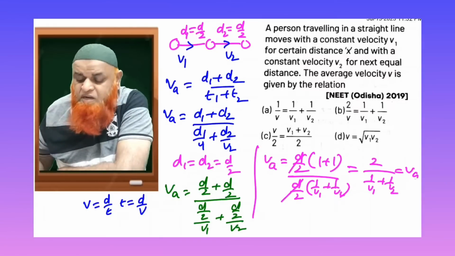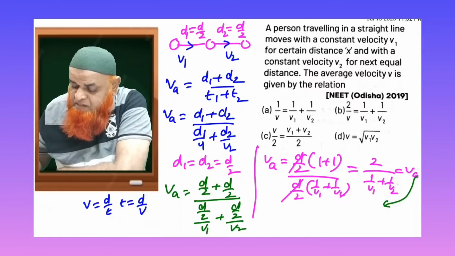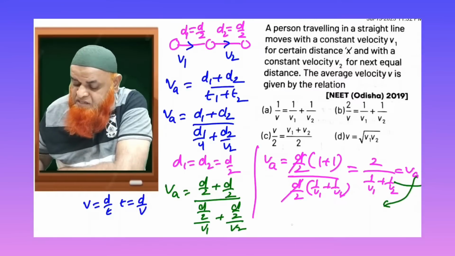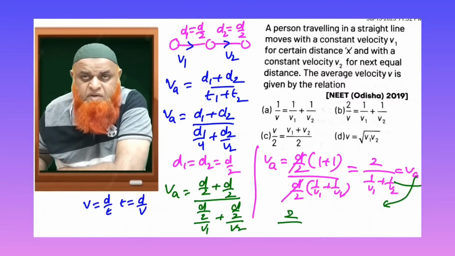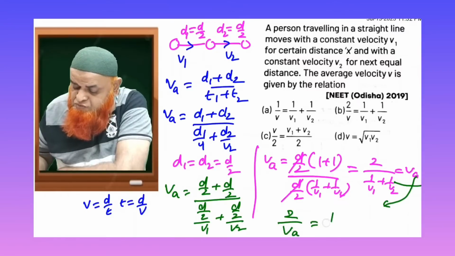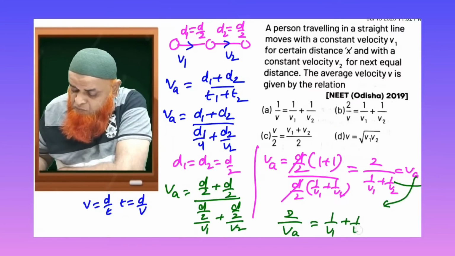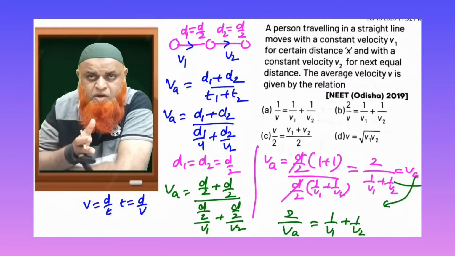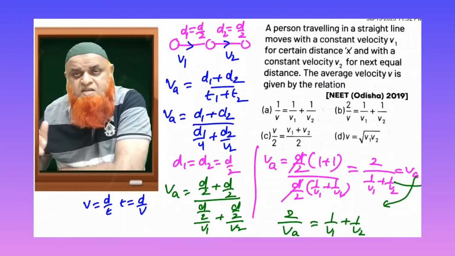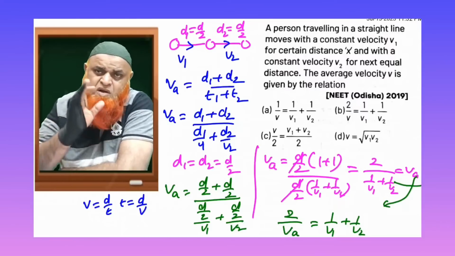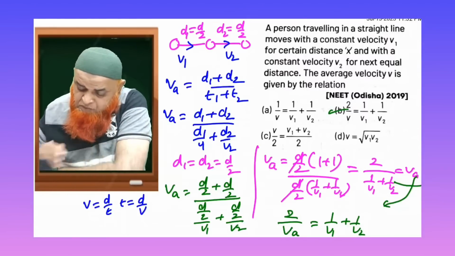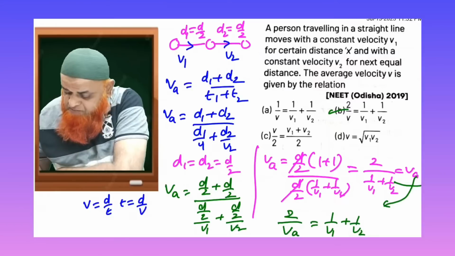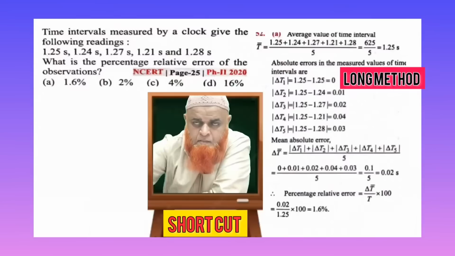That's it. You can do one thing here. Transfer va this side and this fraction that side. You'll be having an option like 2 by va is equal to 1 by v1 plus 1 by v2. So va you have transferred below 2 and the remaining you have transferred towards the right side. That's it. Your answer is ready. Okay, so your correct option is going to be the B option. That's it. Hope you have.